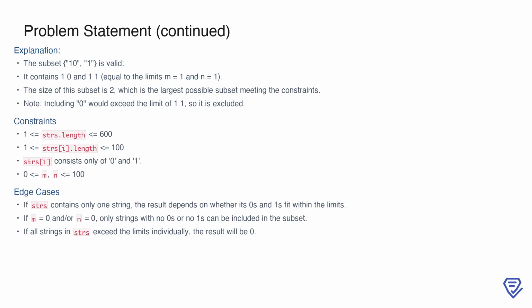Moving on to the constraints, the array strs can have a length of up to 600, and individual strings within strs can be as long as 100 characters. All strings consist exclusively of the characters 0 and 1. The values of m and n range from 0 to 100. Additionally, some edge cases to consider include scenarios where strs contains only one string, or when m or n is 0, meaning only strings with no zeros or ones, respectively, can be included. If no valid subsets can be formed, the result will be 0.